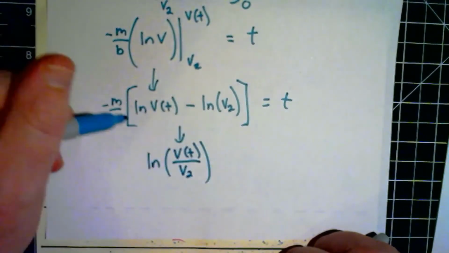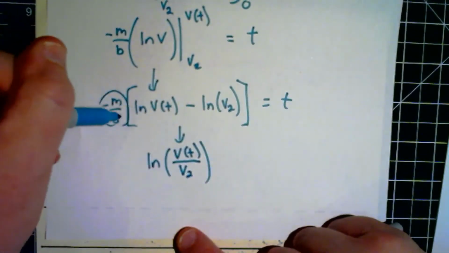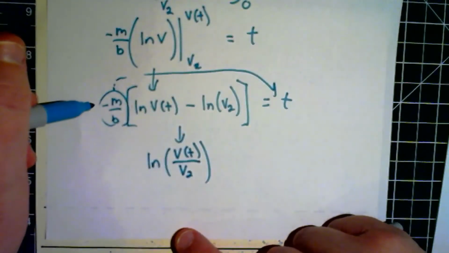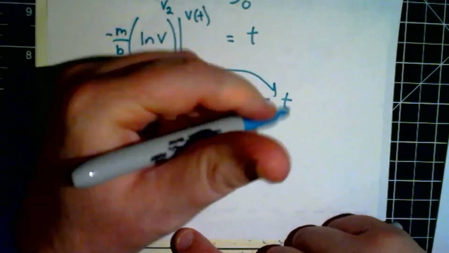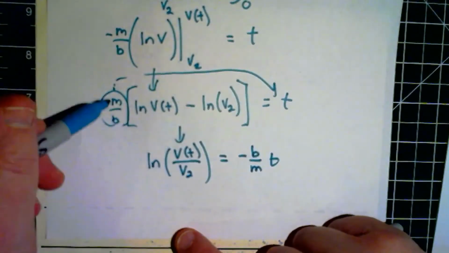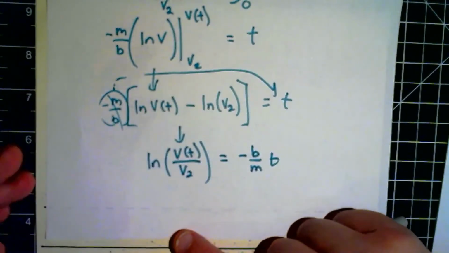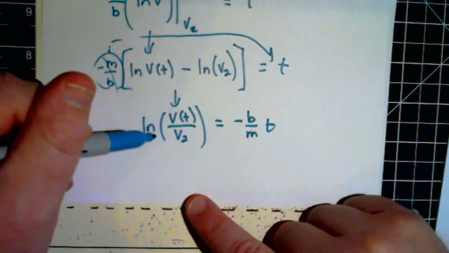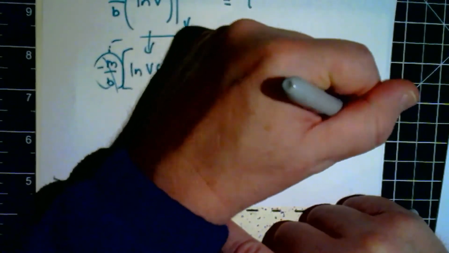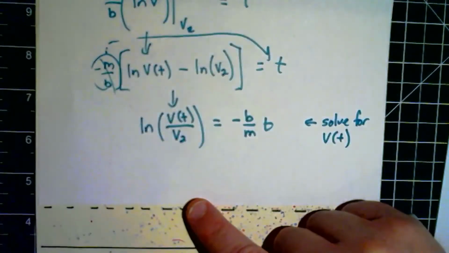All right. And something else I'm going to do here is I'm going to go ahead and move this over to the right-hand side by flipping it around. So that'll equal minus b over m times time. So I just move that over to the right-hand side. Now, I need to solve this for v of t.